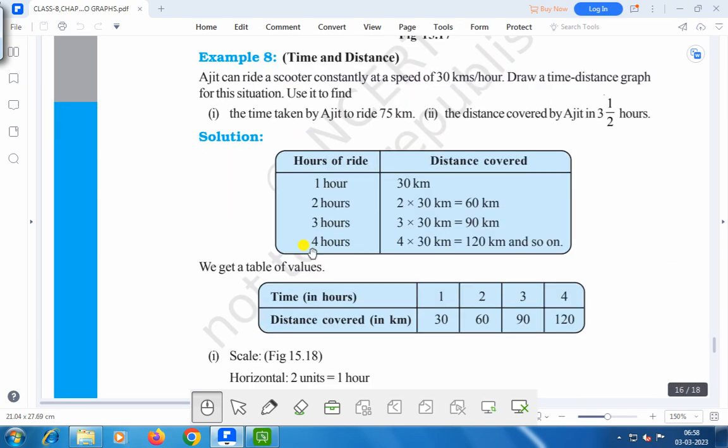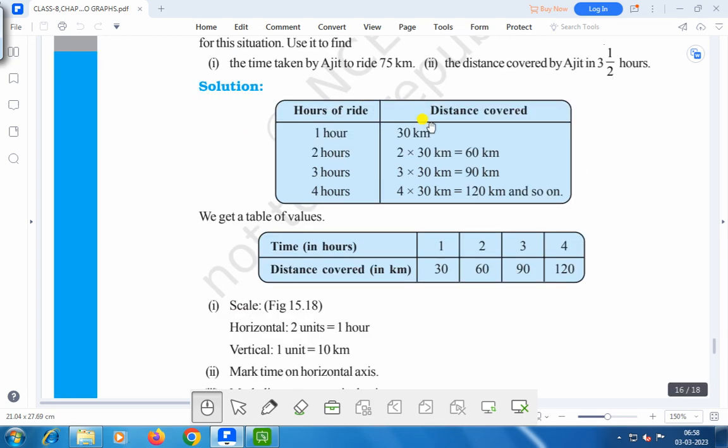Time and distance. Example 8. Ajit can ride a scooter constantly at a speed of 30 km per hour. Draw a time-distance graph for this situation and use it to find the time taken by Ajit to ride 75 km and the distance covered by Ajit in 3.5 hours. Hours of ride and distance covered: 1 hour, 30 km; 2 hours, 60 km; 3 hours, 90 km; 4 hours, 120 km, and so on. We get a table of values: 1, 30; 2, 60; 3, 90; 4, 120.